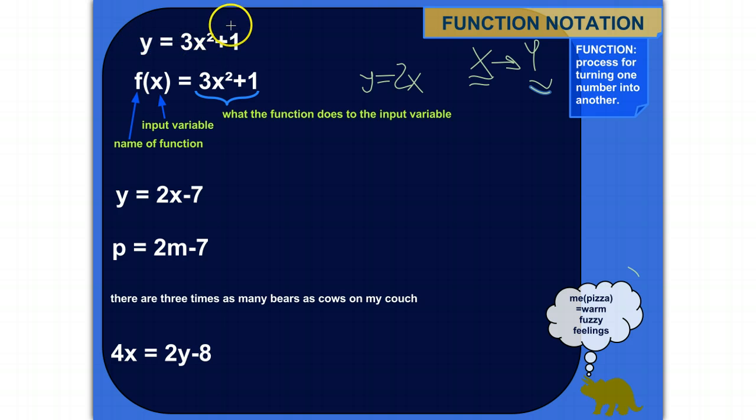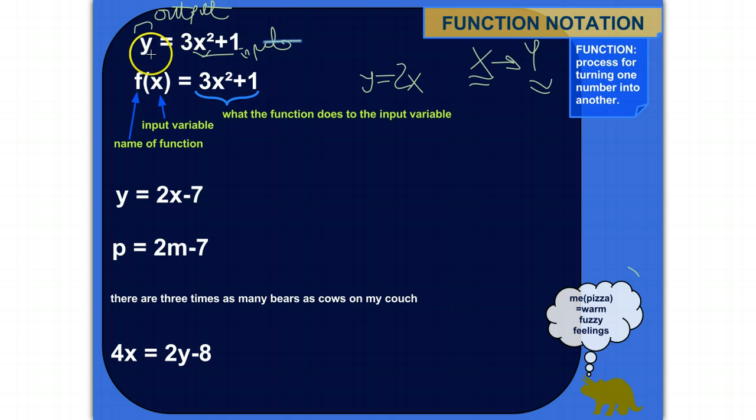So here's a normal way to write a function in terms of two variables. We got y, the output, depends on x, the input. So this is y as a function of x, meaning we plug stuff in for x, we do this process to it, we square it, multiply by 3, add 1, and then we get the output, which is y.